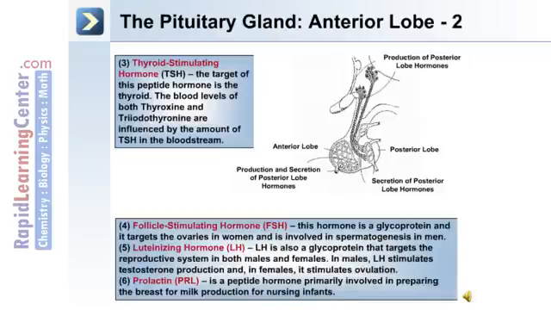The fourth hormone is follicle stimulating hormone, or FSH. This hormone is a glycoprotein that targets the ovaries in women and is involved in spermatogenesis in men.